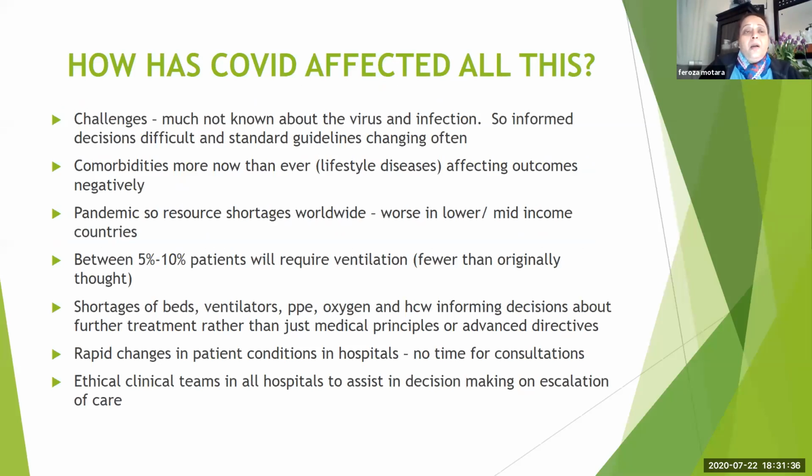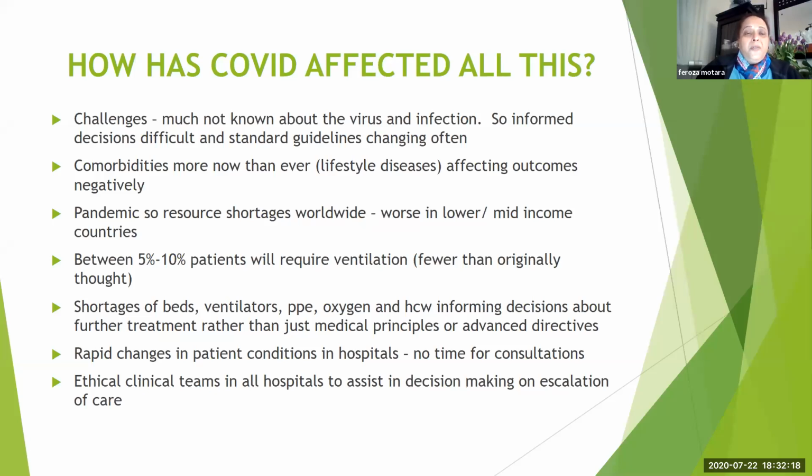Comorbidities now more than ever are affecting outcomes negatively. So, do we disadvantage all patients with hypertension and diabetes? Or do we judge each case on its merits? The resource shortages are worldwide, more so in our lower and middle income countries. And if we're looking at average figures, 5 to 10% of patients, sometimes up to 20% in the northern hemisphere, will require ventilation. Obviously, that has significantly decreased as we've understood the infection with time.